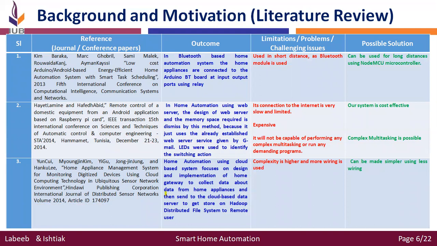We have focused on the best three main papers that we found on the IEEE website. In all three papers, there was a problem with Bluetooth, short distance and expense. And in most of the projects, there was higher complexity and more wiring used. In the most important three papers, we found that in all the projects, Bluetooth-based home automation has been applied and connected to the Arduino board. Due to Bluetooth, it has short distance, and the possible solution was that it can be used for longer distance using a Node MCU microcontroller. In another paper, it was expensive and our system is cost effective. So we have done this literature review.